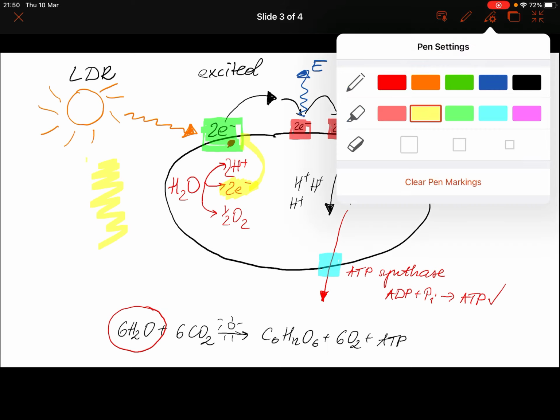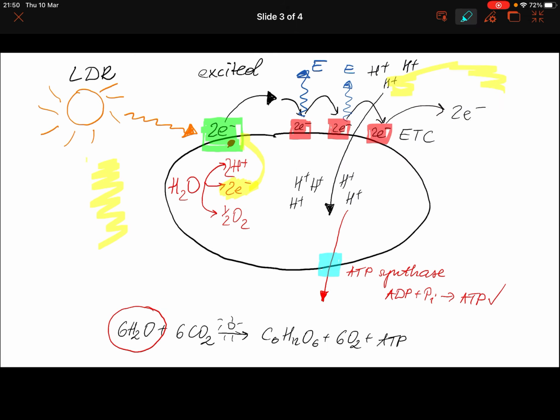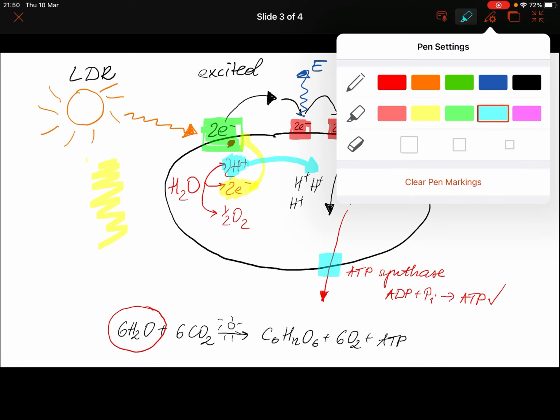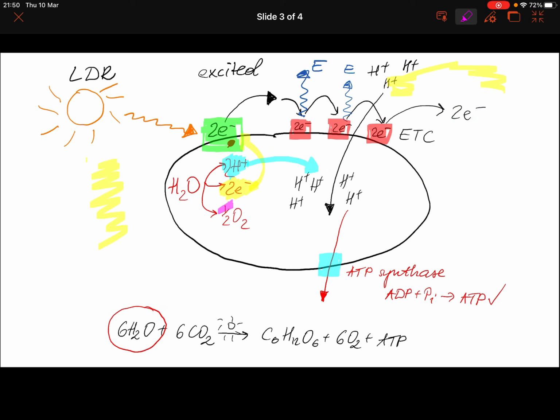Now we also received the hydrogen ions, which can further increase the concentration in the thylakoid membrane. Hydrogen ions will have one more function, which I will talk about in a second. And we also achieve oxygen.